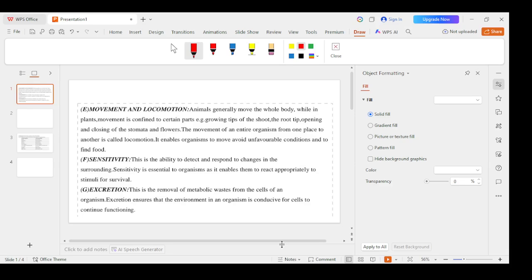And we talked about a number of characteristics of living organisms, such as growth, reproduction, and nutrition. So today we still consider the same topic, characteristics of living organisms, the features that distinguish them from non-living organisms. We have what we call movement or locomotion.